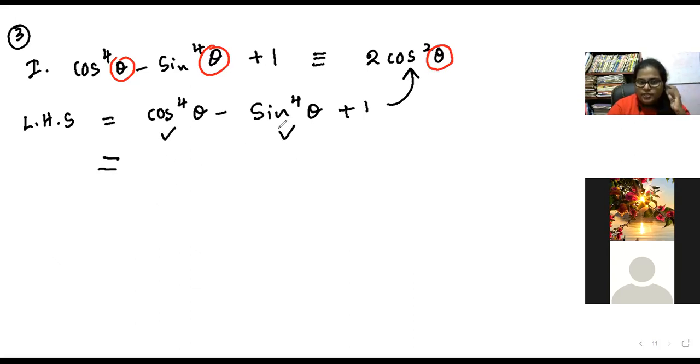Here you have to convert this one to cos because in our answer there are no sine terms. Right, so we'll see. Another problem here as well, you don't know any formula for a fourth power of a trigonometric ratio.